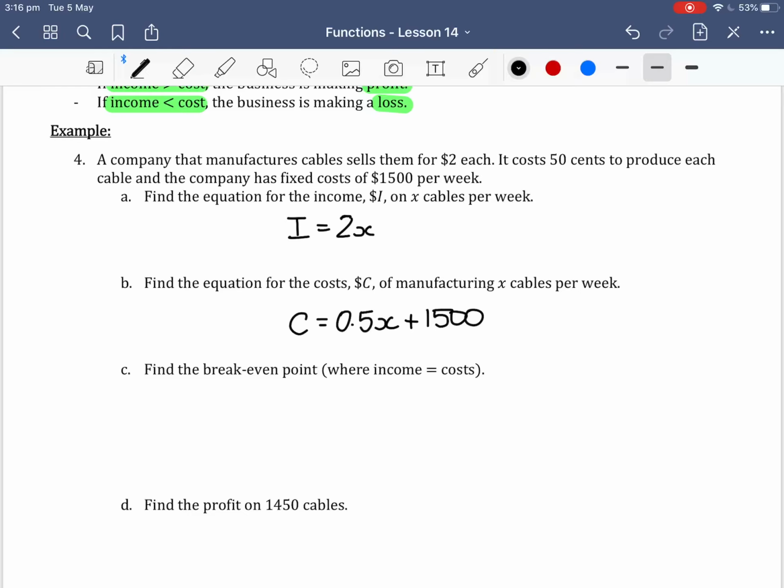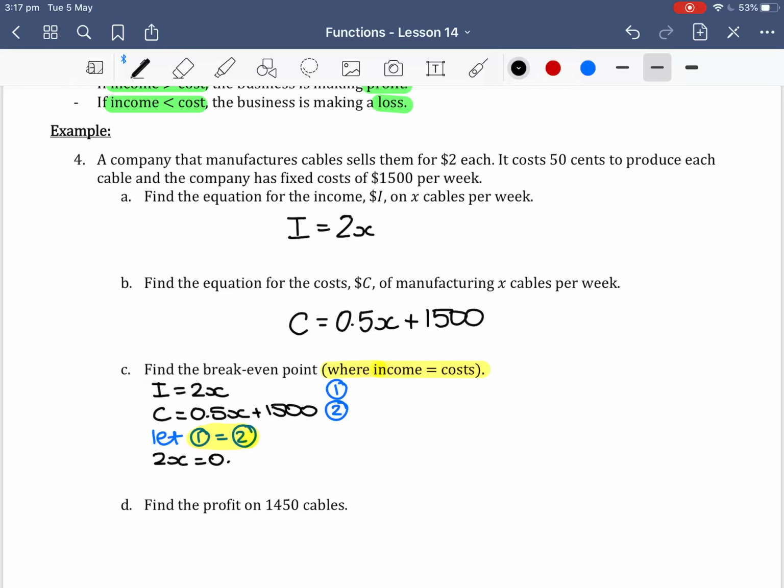We then want to find the break-even point, so where the income equals the cost. So we need to solve these equations simultaneously. So we're going to write out our equations: I equals 2x and C equals 0.5x plus 1,500. And we're going to label these equations 1 and 2. We're then going to let 1 equal 2, because we are told that to find the break-even point, it's where income equals cost. So we let our income equal our cost, letting our two equations equal each other.